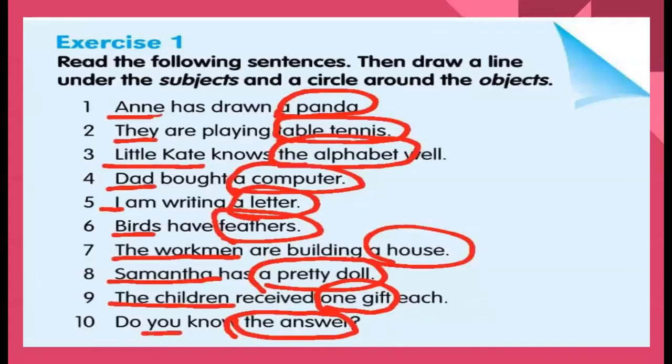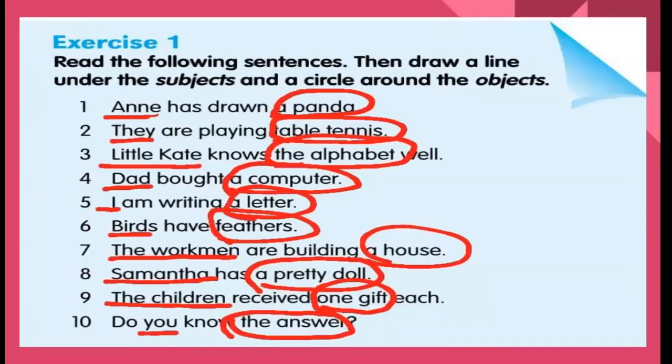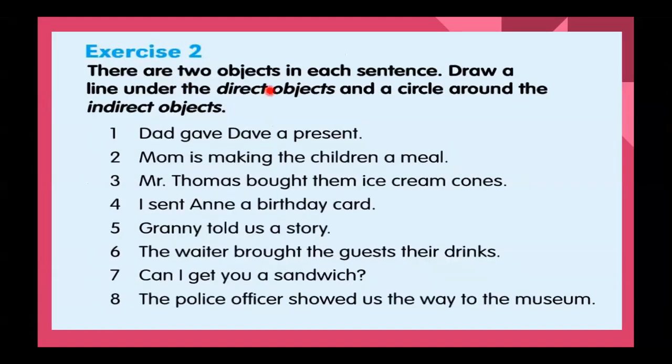Now let's move on to the next exercise. There are two objects in each sentence. Draw a line under the direct objects and circle around the indirect object. So in these sentences, you'll find here two objects. Okay, आपको direct and indirect object को figure out करना है, find out करना है, and you have to underline the direct objects and circle the indirect objects.